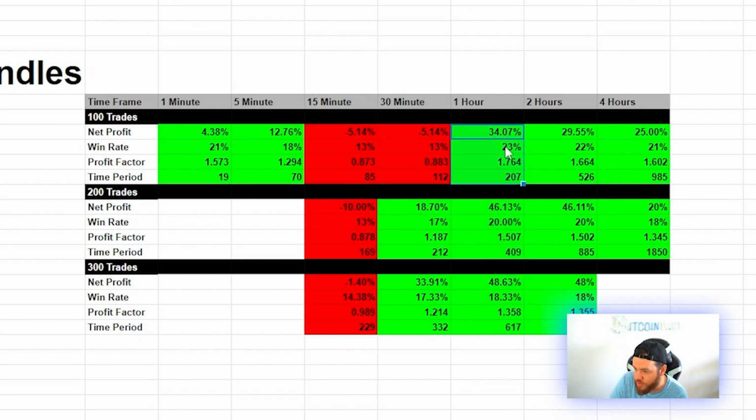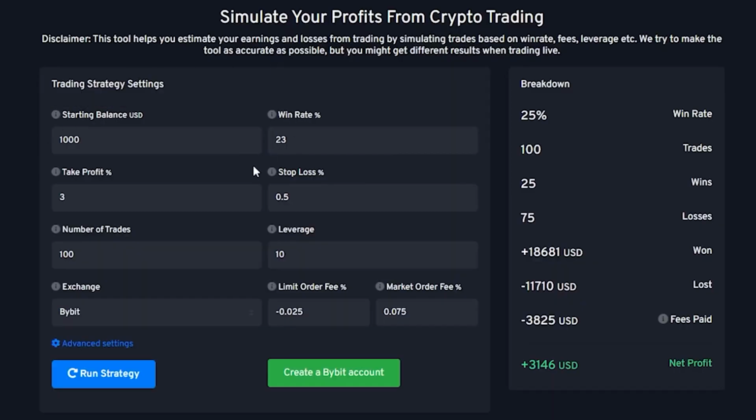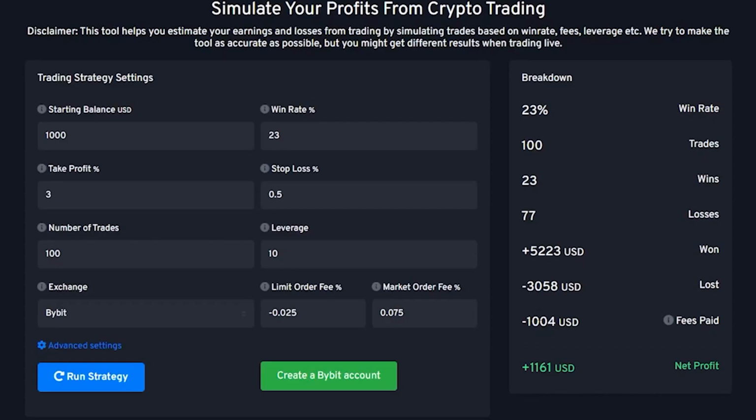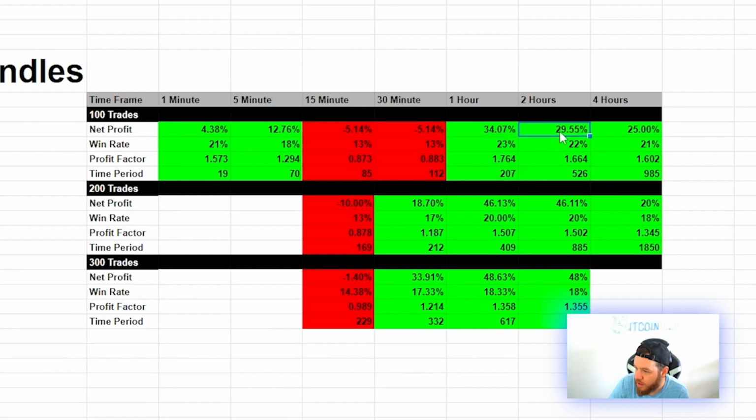Now, the issue is that as it went longer and further back, right? At 100 trades, we're at 23%. If we simulate this at a 23% win rate, we run this strategy, we're at a profit over $1,000, right? So that's fine. And if it's over $1,000 profit, that means that we did over 100% because we're using leverage. This is why I do always trade with leverage. But again, as you fall down to the 20%, to the 18%, now the fees that you're paying are outweighing what you're winning, right?